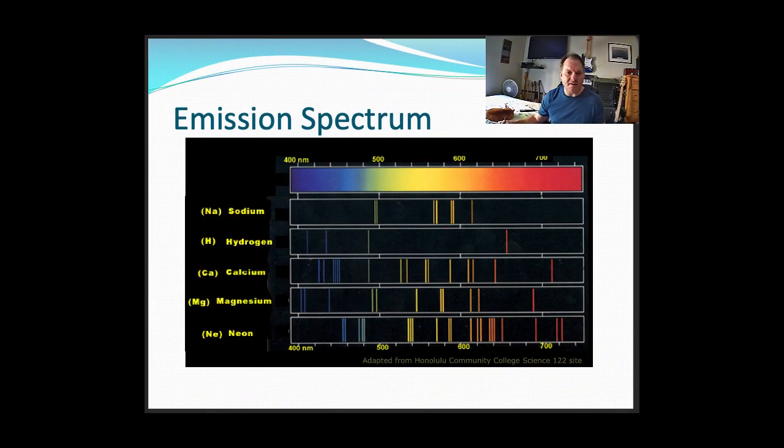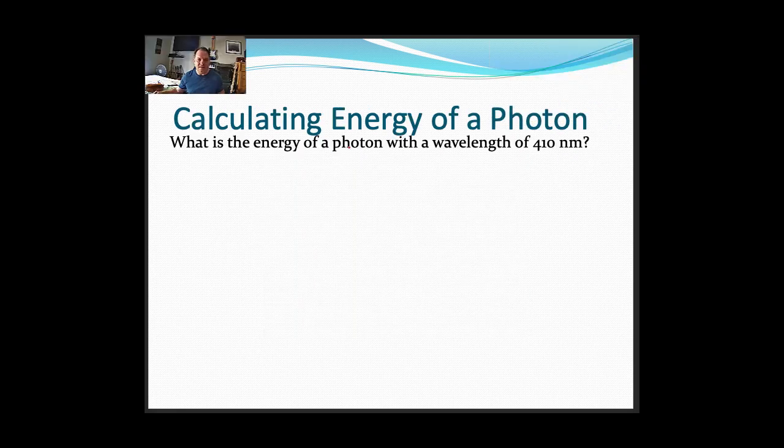So as we noted, the spectrometer is going to allow us to measure the wavelengths of those particular photons. Once we know that wavelength, we can use the formulas that we were introduced to actually calculate the energy of those photons, thus figure out the distance between the energy levels within that atom. Let's take a look here. What is the energy of a photon with a wavelength of 4.10 nanometers?